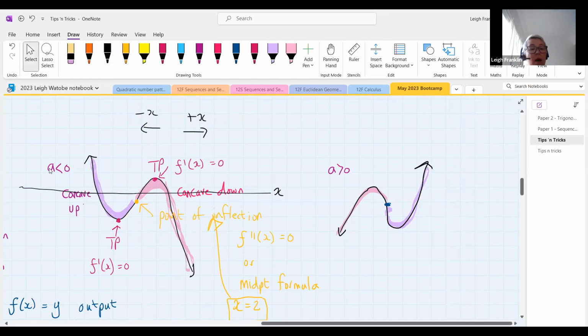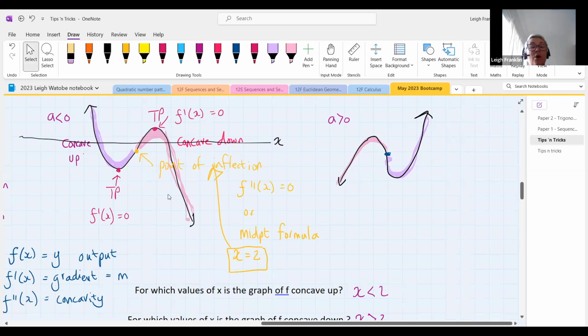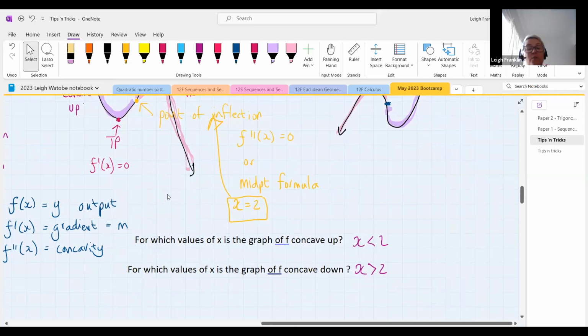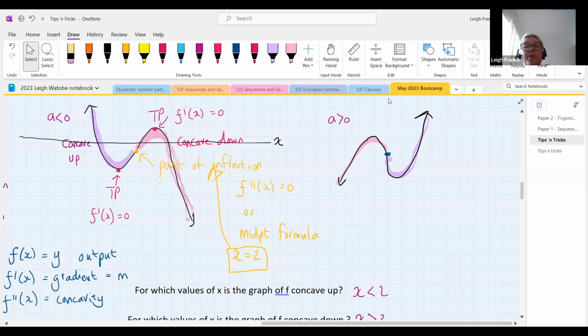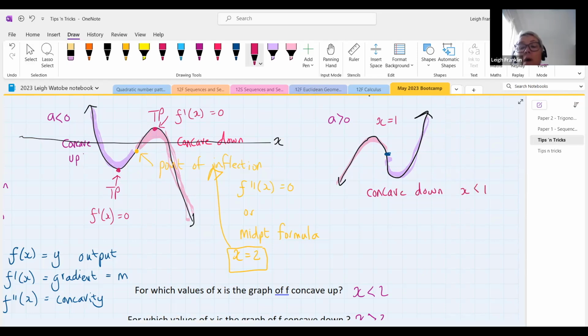All right, so that's why we would say if x was equal to 2 at the point of inflection, the graph is concave up when x is smaller than 2, to the left of the point of inflection. To the right of the point of inflection, those are the values of x for which the graph is concave down. And it would be the other way around for a graph where A was positive. If over here our point of inflection is where x was equal to 1, it would be concave down where x is smaller than 1. It would be concave up where x is greater than 1.